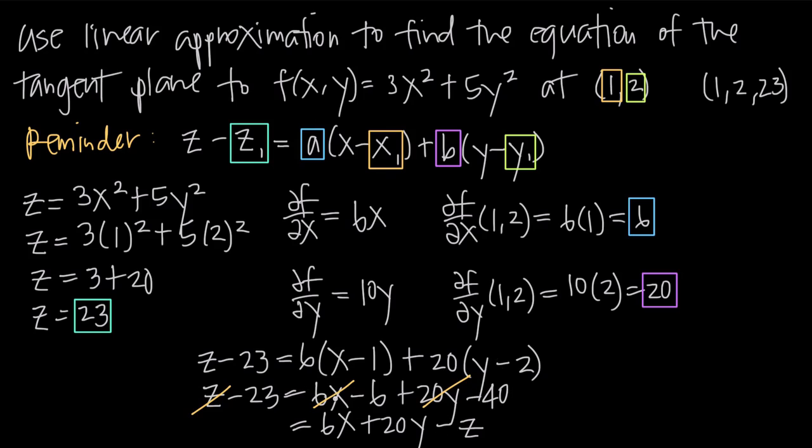If we add 46 to both sides, that'll get rid of the 46 over here. Negative 23 plus 46 is a positive 23, so we end up with a positive 23 on the left. Then we can say that the equation of the tangent plane is 23 equals 6x plus 20y minus z, and that's how you use linear approximation to find the equation of the tangent plane at a particular point.